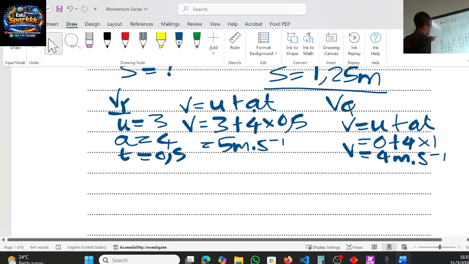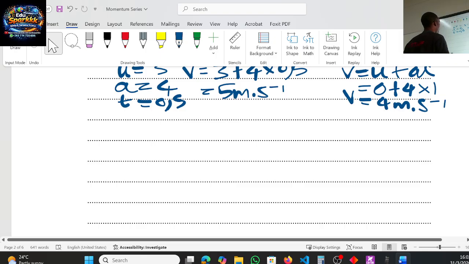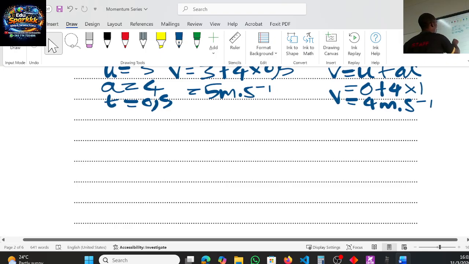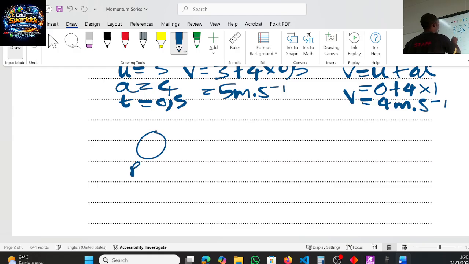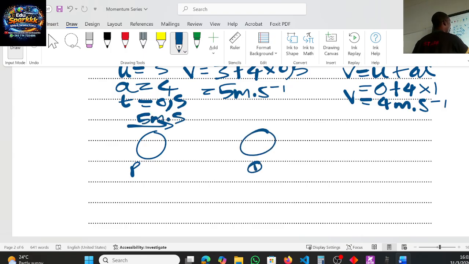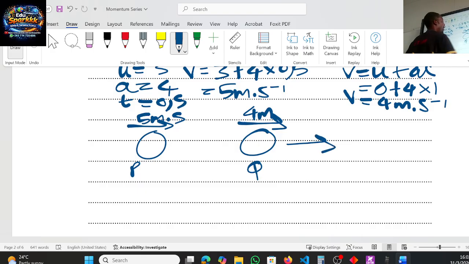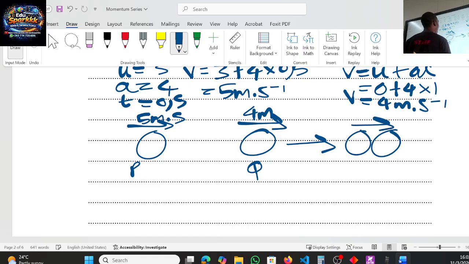So what are we going to do with this? We now say, according to momentum, particle P with a speed of 5 meters per second collides with particle Q with a speed of 4 meters per second. After collision, they combine and coalesce, so they are now moving together.